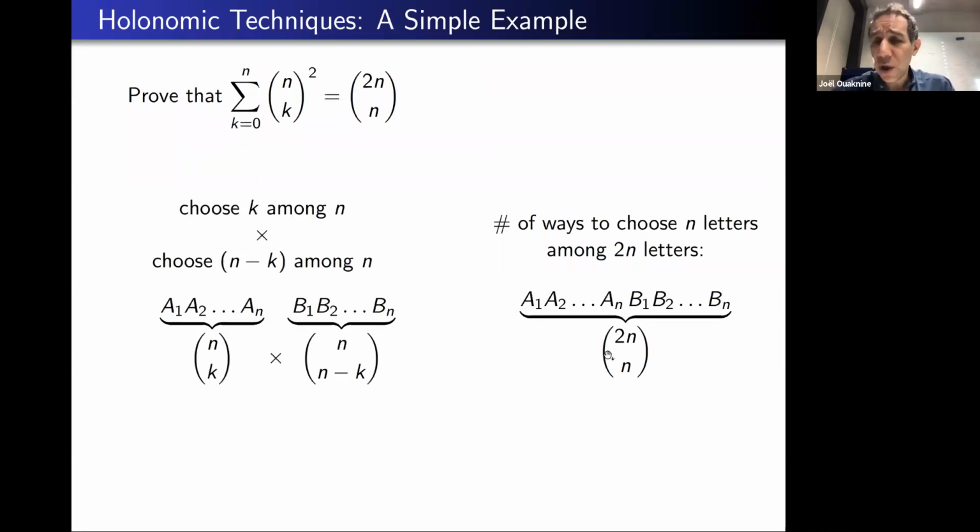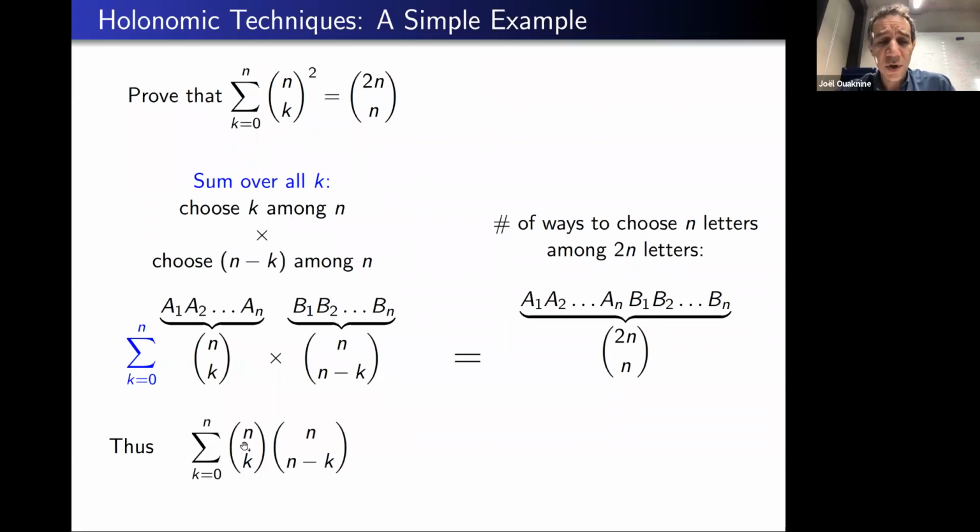Another way to approach the choice of these letters is to say: I'm going to choose k letters amongst the a's, and there are n choose k ways to do that. I'm going to choose n minus k letters amongst the b's, and there are n choose n minus k ways to do that. So the number of ways to choose n letters for a particular k is the product of these two, and then I sum over all k. I'm counting the same thing on the left and on the right, so they must be equal.